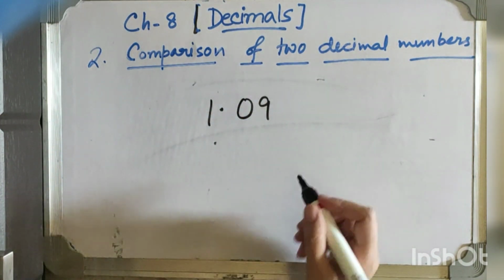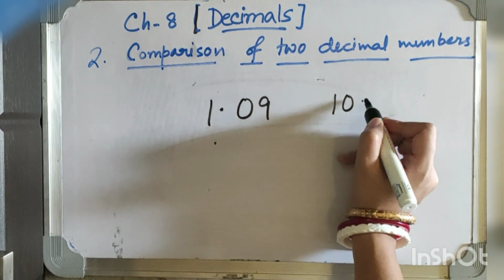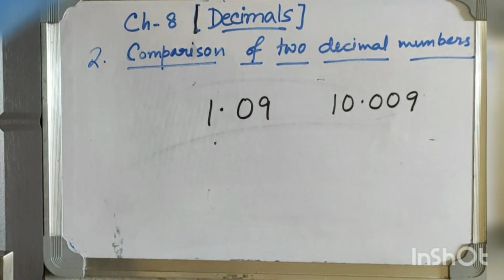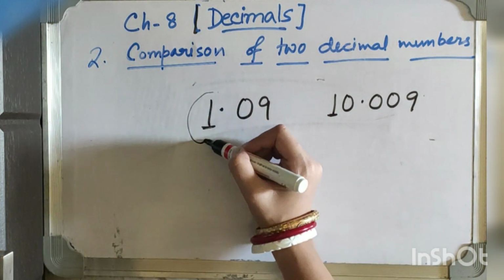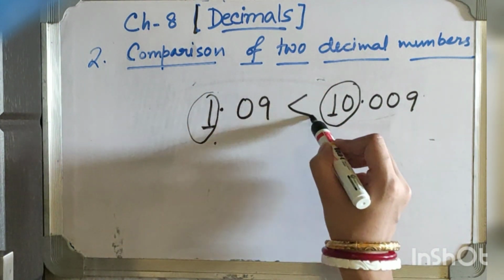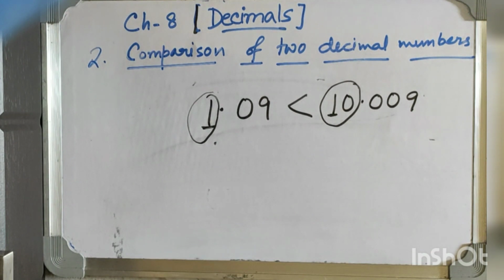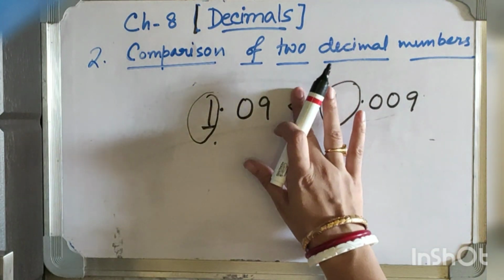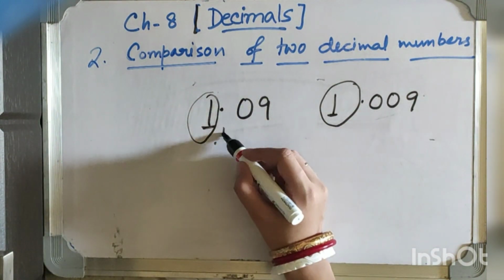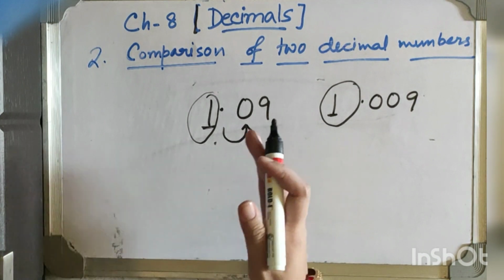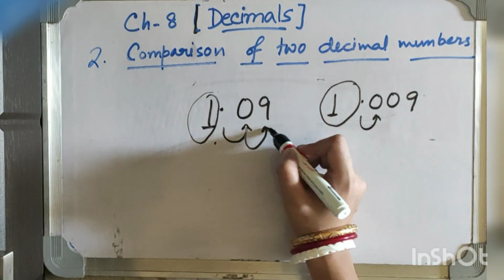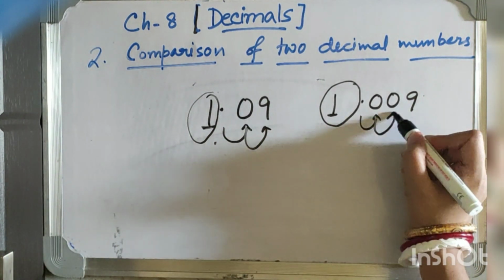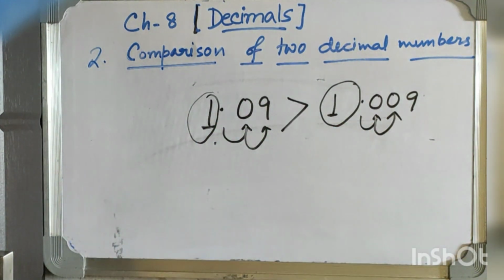Okay. So let's take another example. 1.09 or 10.009. Here we can easily say only by checking the whole number. Here it is 1 given, here it is 10 given. So definitely it will be the bigger one. And if it is in this way, 1.09 and 1.009, then which one will be the bigger? First we will check the digit which is placed towards the right of the decimal. Here it is 0 given and here also it is 0 given. Then we will go to the next digit. Here it is 9 given and here it is 0 given. So definitely we can say this will be the bigger one.